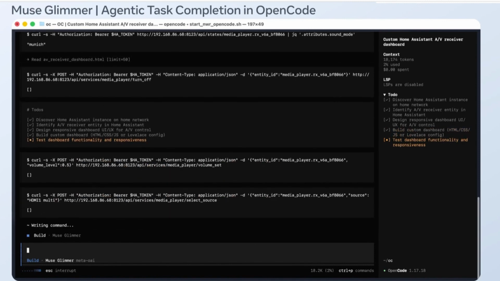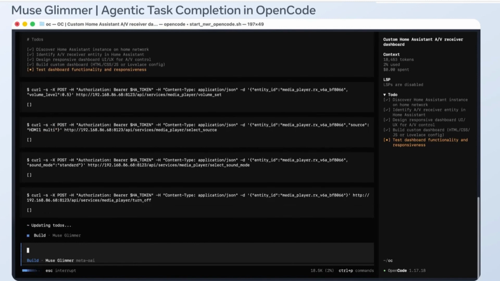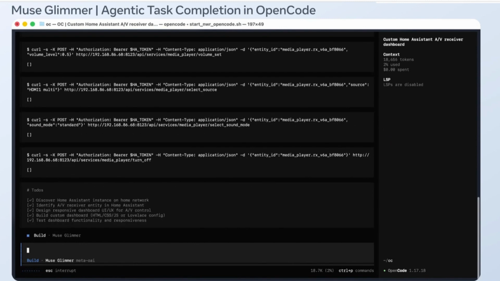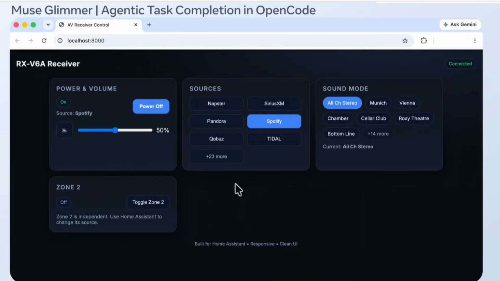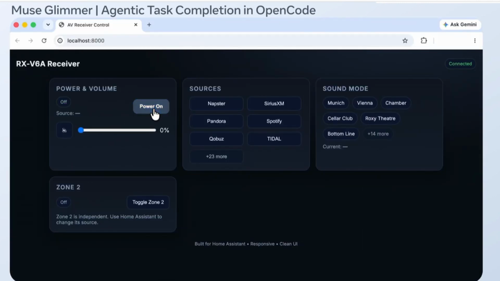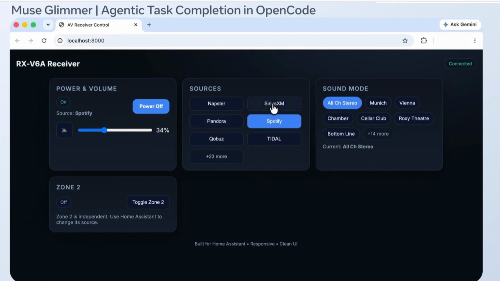Furthermore, its reach is truly global. Muse Glimmer has been trained in over 100 languages. This totally shatters any idea that this is strictly an English-only tool built just for Silicon Valley. It's designed from the ground up to be a universal assistant, ready to process logic and generate language for a massive global spectrum of users.